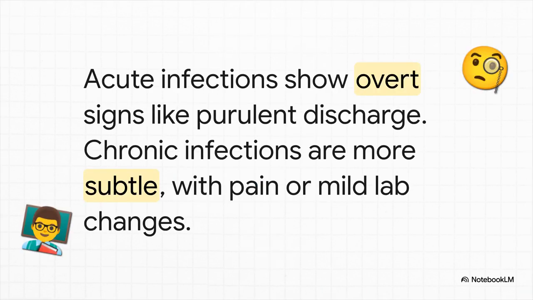Remember that big distinction we made right at the start? Those really obvious in-your-face signs like purulent discharge? That's pus. That screams acute, aggressive infection. Chronic infections are sneaky. They're subtle. So, purulent discharge is the odd one out here.